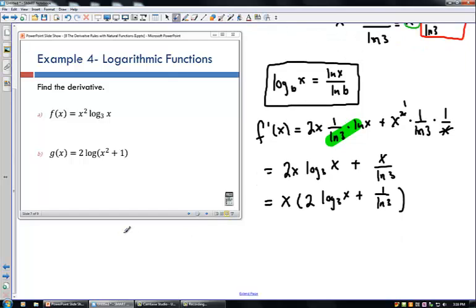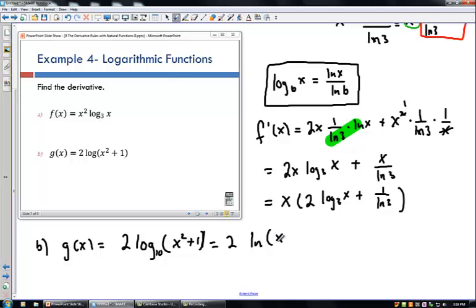So on part B, I have g of x equal to 2 log of x squared plus 1. Now what makes this problem a little bit different is that there's no number down here. Now when there's no number down here, it's implied that there's really a 10. And so I can rewrite this as 2 ln of x squared plus 1 divided by ln of 10.